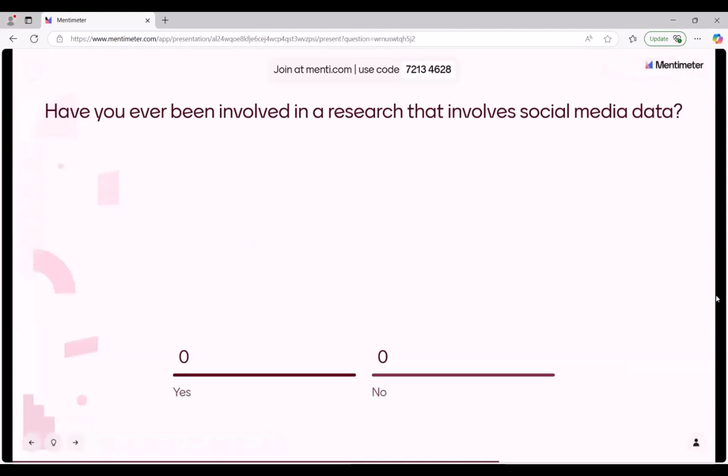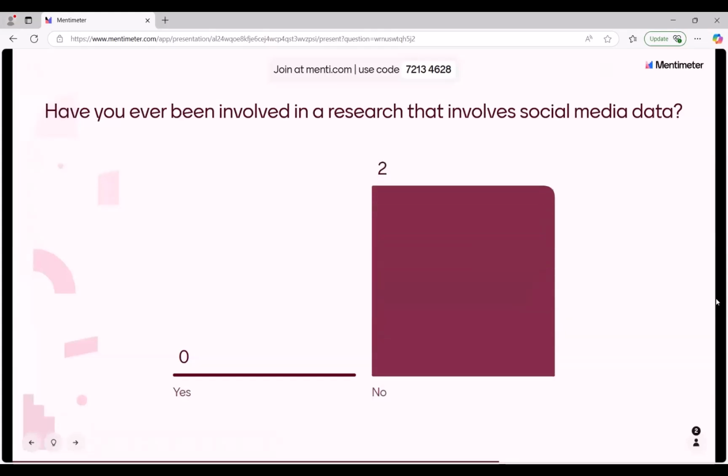So just a quick question. Have you ever been involved in research that involves social media data? So the majority of you, no, not, and one of you is involved. So that's good.